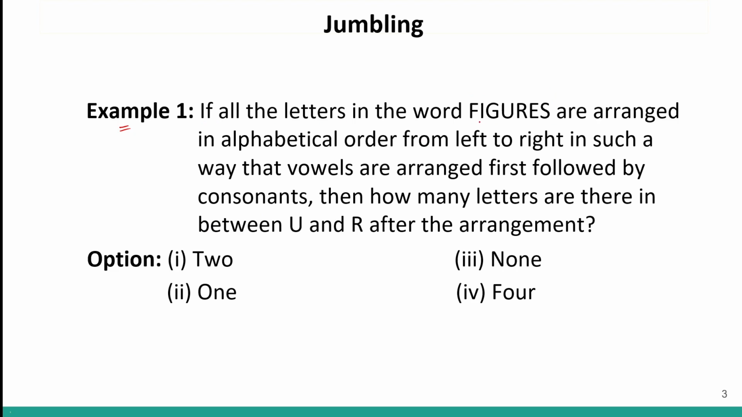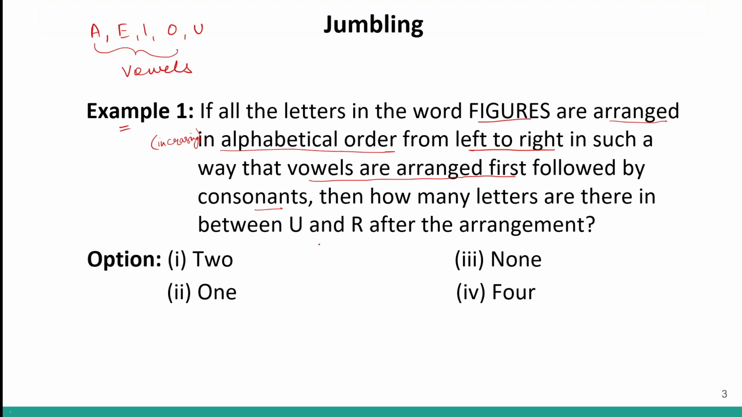If all the letters in the word figures are arranged in alphabetical order, so I told you alphabetical order means increasing order, or it is also known as dictionary order, from left to right, in such a way that vowels are arranged first. So how many vowels are there? 5 vowels: A, E, I, O and U. These are your vowels. The remaining are consonants. So this is a concept you should know: vowels and consonants. And then they are followed by consonants. Then how many letters are there between U and R after the arrangement?